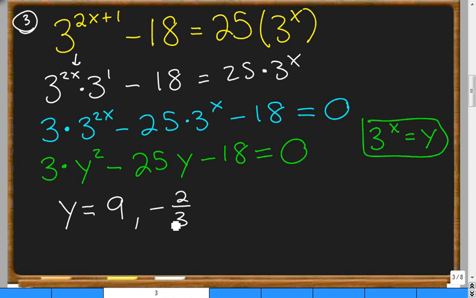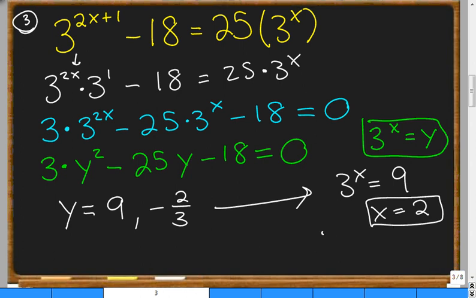From here, because it's a quadratic, you need to check these numbers. If 3 to the x equaled 9, what would x be? Well, x would have to equal 2, because 3 squared is 9. Now, if 3 to the x equals negative 2/3, what would x be? In this case, there are no solutions. There's no number that I could raise 3 to in order to get a negative number. So this one has no solution.